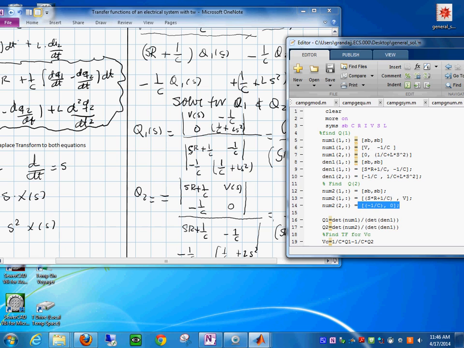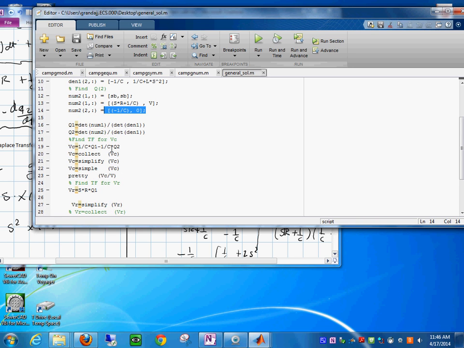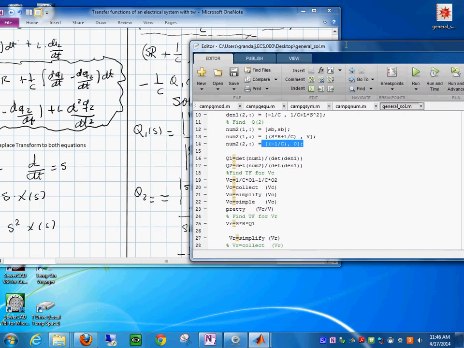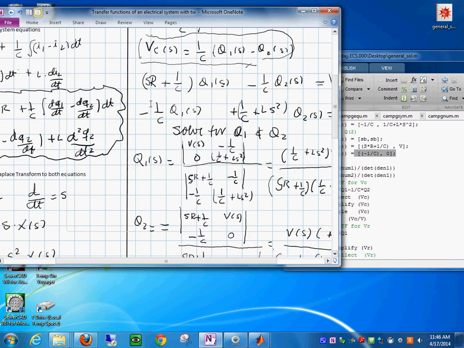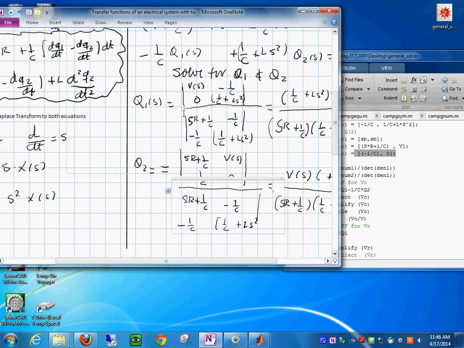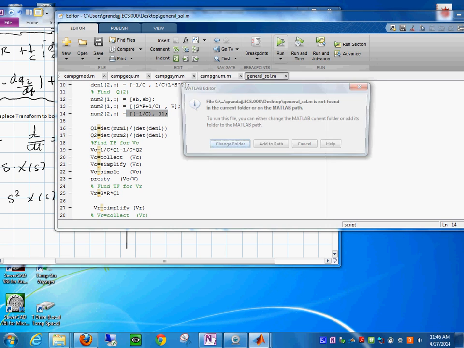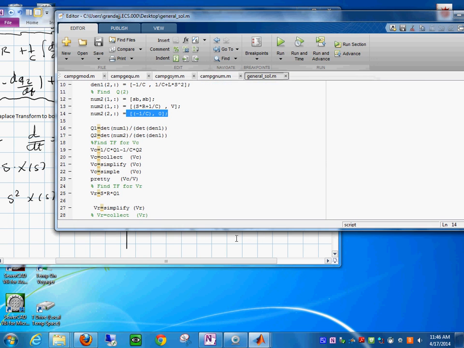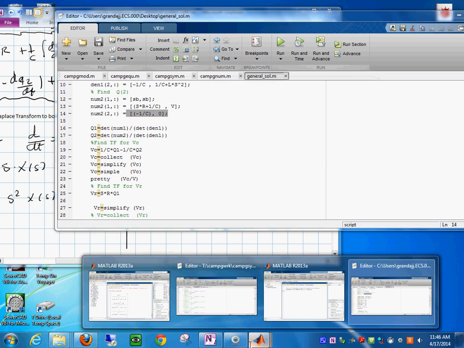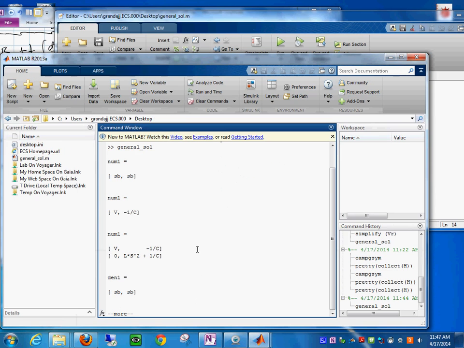So if you do this, watch what happens here. I just calculate V sub C, which is the voltage, something that we had right here. And then, of course, V sub R is going to be R times Q sub 1. So if you run this, watch what happens. Change folder here. And of course, it's going to give us a MATLAB window, which is in here, right?